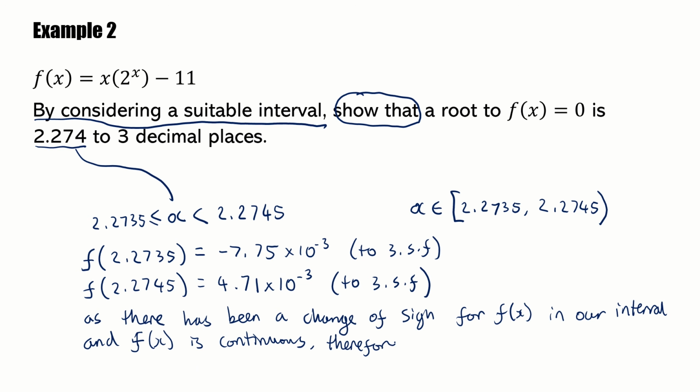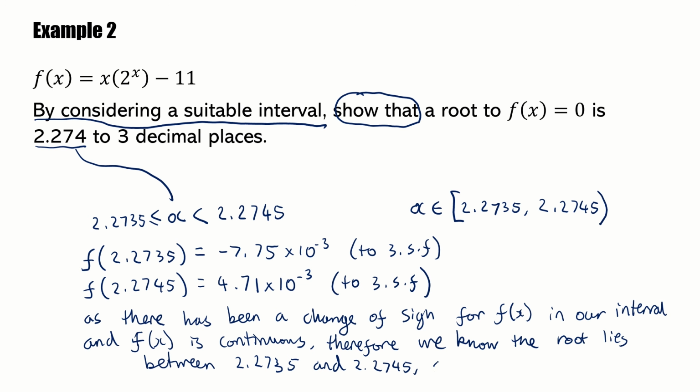Therefore, we know the root lies between 2.2735 and 2.2745, so it must round to 2.274 to 3 significant figures. Sorry, I'm cramming that in at the bottom at the end.